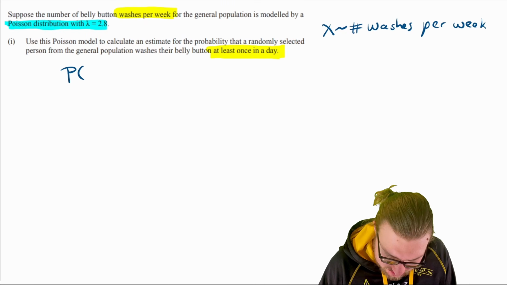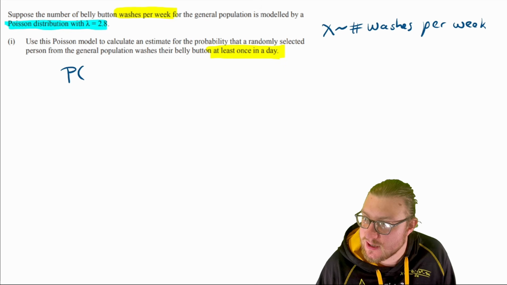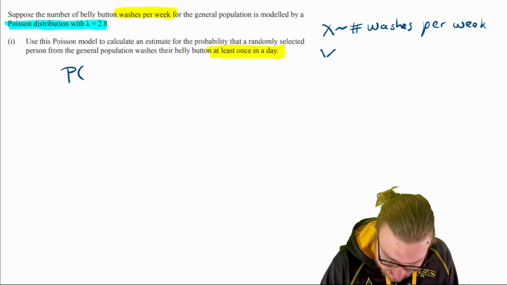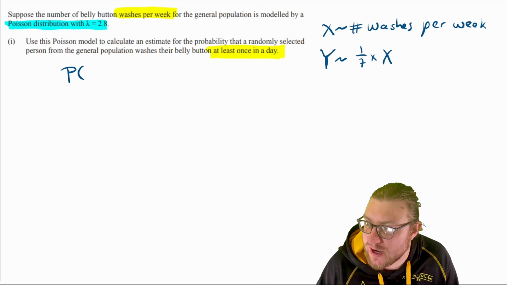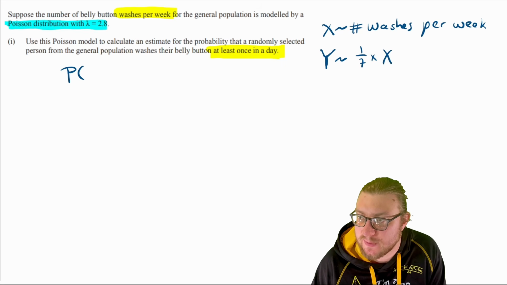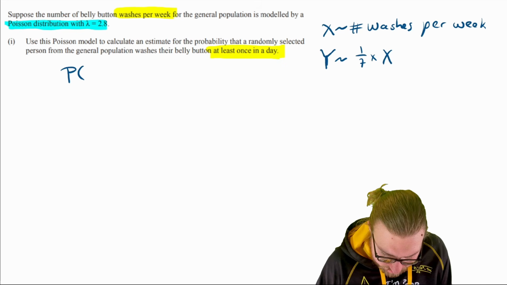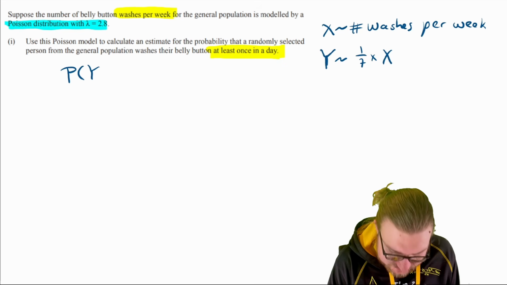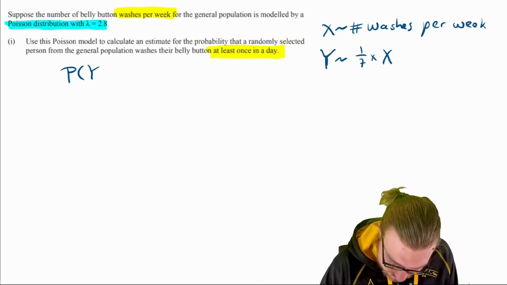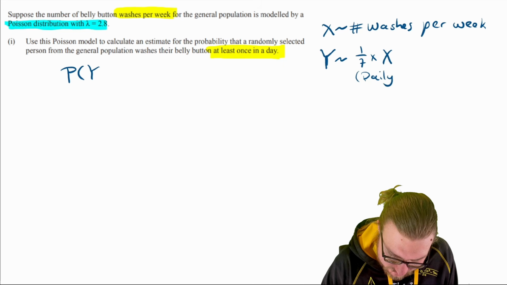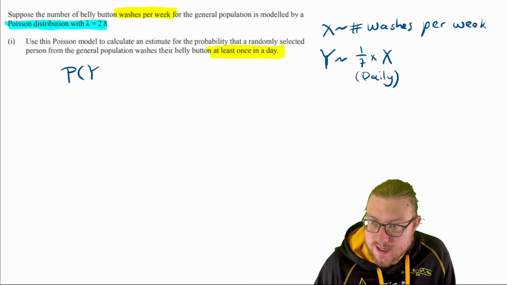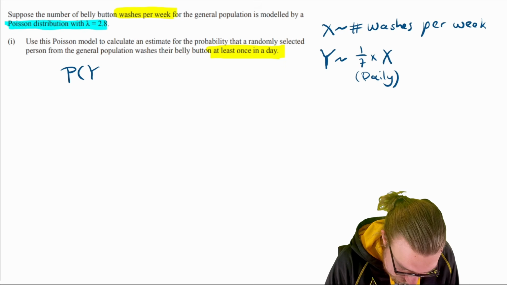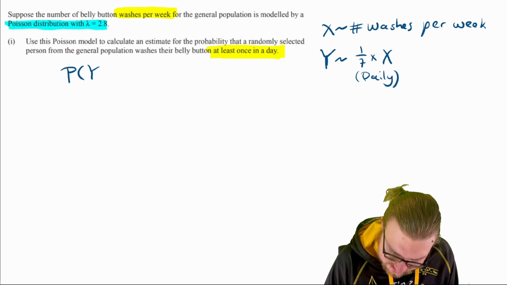But what we actually want is daily. So in order to make it daily, we can have a different random variable, which is 1/7 times x, which means we just divide whatever the number is for x by 7. So for our daily random variable, y, the number of daily washes, y is equal to 1/7 times x.